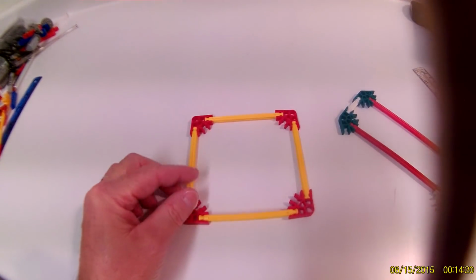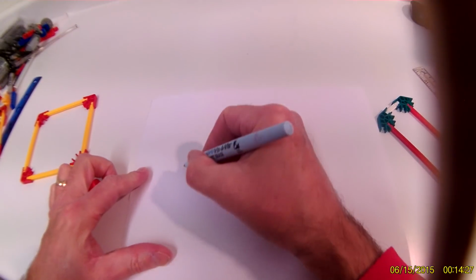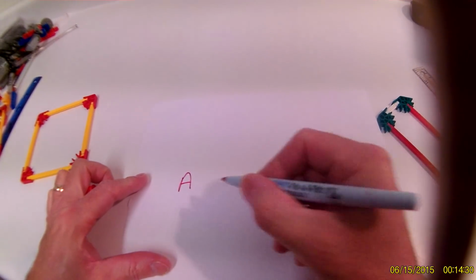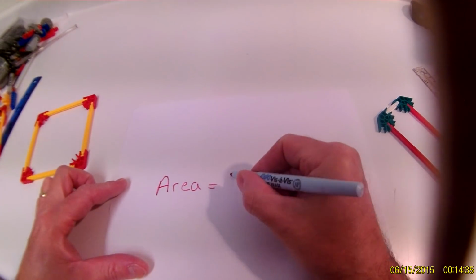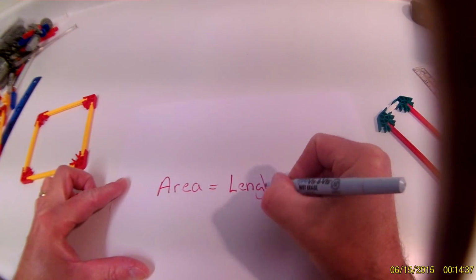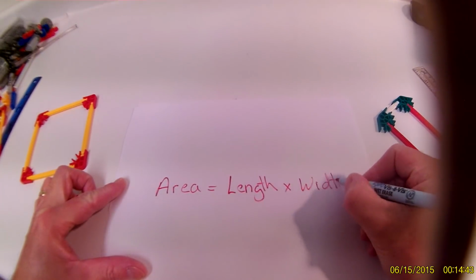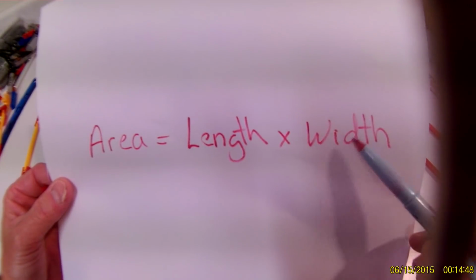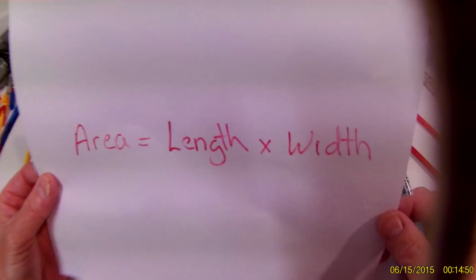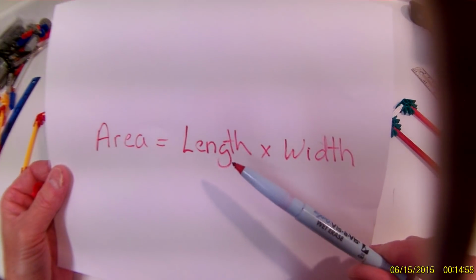Now, we know that in order to find area, area is based on the following formula, okay? Area equals length times width. Okay? In order to find area, you have to multiply length times width. Alright? And sometimes the length and the width are given to you, and other times you have to measure them.